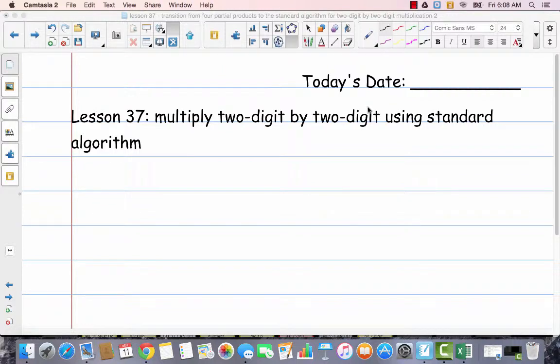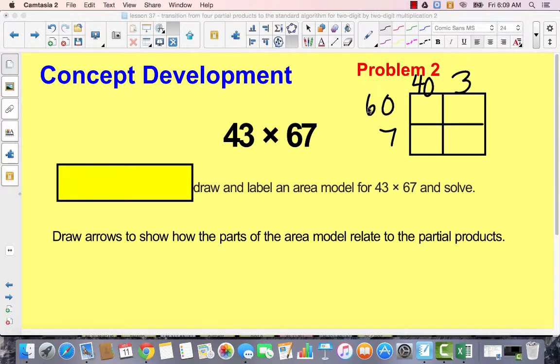All right, so in your math journal, go ahead and get it ready. We're going to do a couple of problems in your math journal today, so make sure you label up today's date and lesson 37 so you'll have a good reference if you get confused. Okay, so let's take a look. This is basically what we did yesterday.